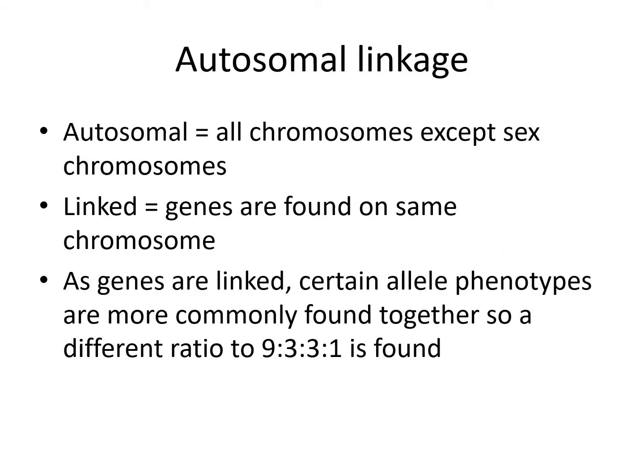So in autosomal linkage questions, we are looking for any chromosomes except the sex chromosomes. We are looking for two genes occurring on the same chromosome, and we're looking for what at first might appear like a dihybrid inheritance, but we do not get that 9:3:3:1 ratio if both the parents are heterozygous. Remember, 9:3:3:1 only occurs if both parents are heterozygous.